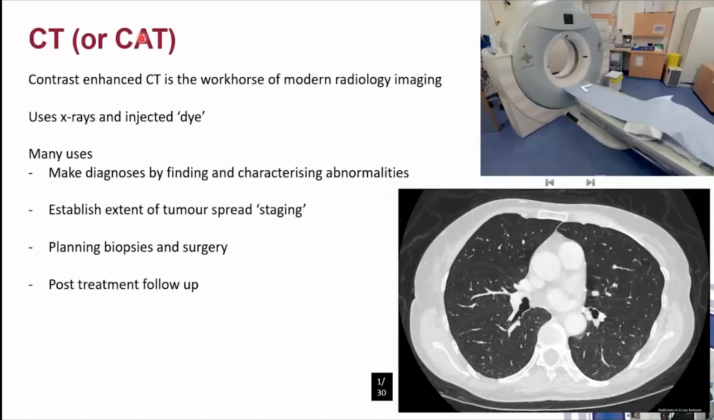CT, on the other hand, sometimes called CAT scans, is the real workhorse of the modern radiology department. CT still uses X-rays, but this is a picture of one of our X-ray CT machines. Inside this donut, there's an X-ray or multiple X-ray machines that spin around and take lots of images very quickly and use computers to build up these more detailed images, which give you an accurate cross-section through the body than you get with a plain radiograph.